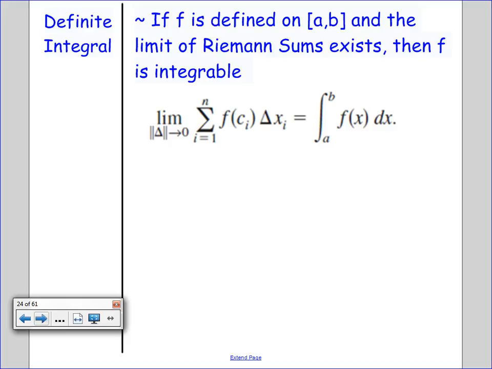It's in your notes, but you don't have to necessarily spit it out on a test, and it's not a forever card, but it is in your notes. If f is defined on a to b and the limit of the Riemann sum exists, then f is integrable, aka it's like differentiable, but it means it can be integrated. And technically there should be an "and."